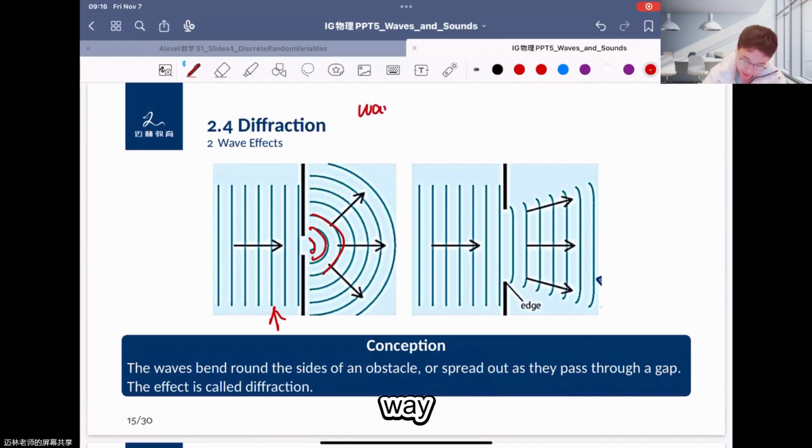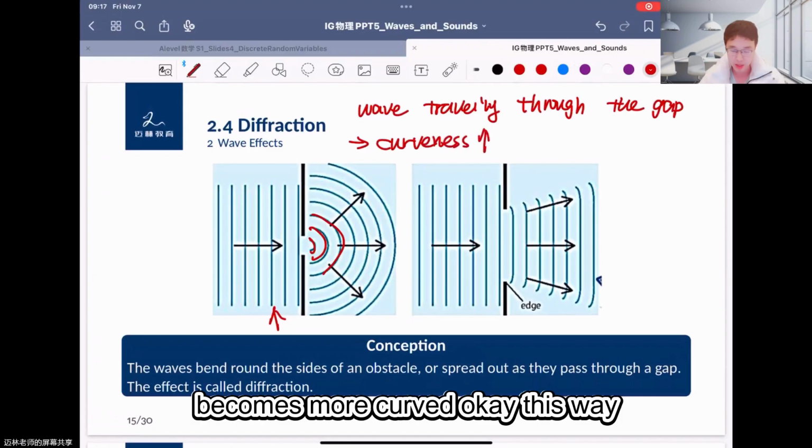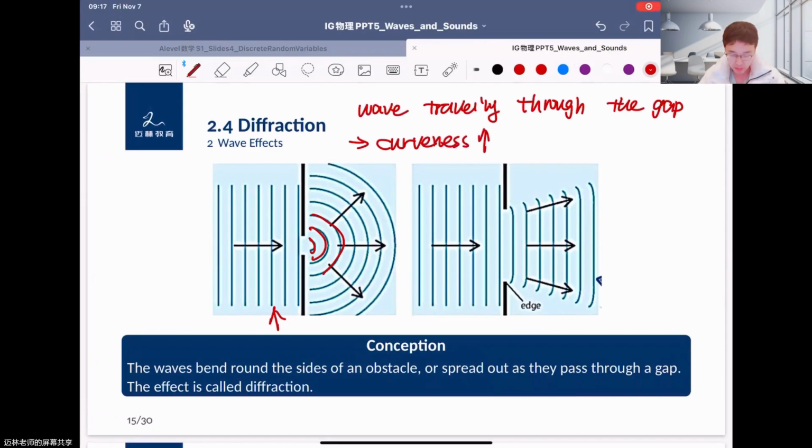Like a wave traveling through the gap means that the curve becomes more curved, okay, like this way. So maybe here we have some questions.